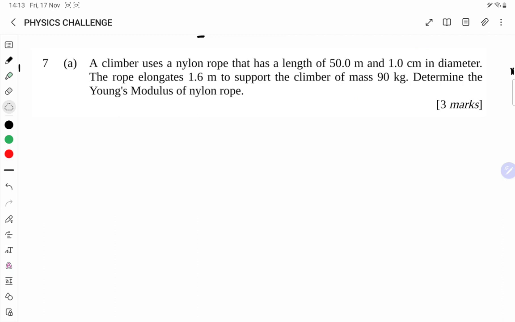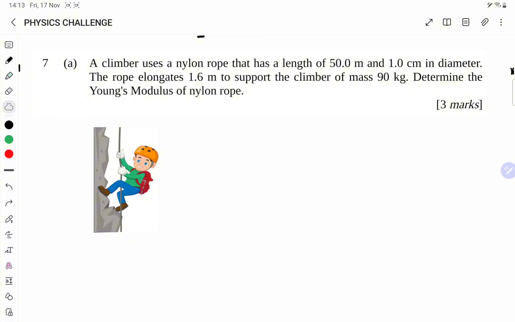Okay, so 7a. A climber uses a nylon rope that has a length of 50 meters and 1 cm in diameter. The rope elongates 1.6 meters to support the climber of mass 90 kg. Determine the Young's modulus of the nylon rope.